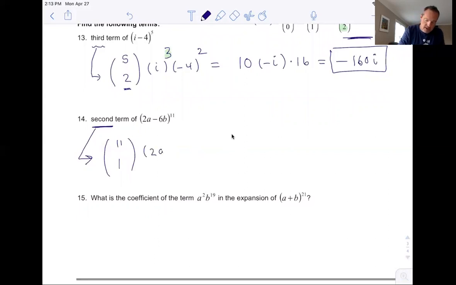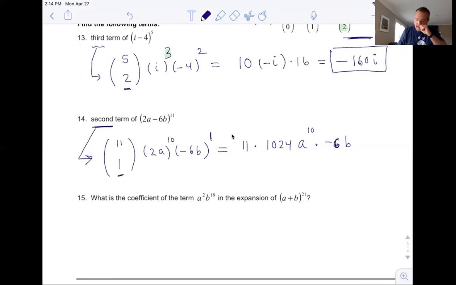I'm going to have 2a to a power and minus 6b to a power. And the way I remember it is the number on the bottom goes with the second term, and then if you subtract, 11 minus 1 is 10, that goes with the first term. And then it's a matter of just doing some calculation. Anything choose 1 is just the number. So 11 choose 1 is 11. And then I have 2 to the 10th, which is 1024, a to the 10th. And then negative 6 to the first, of course, is negative 6. And b to the first is b.